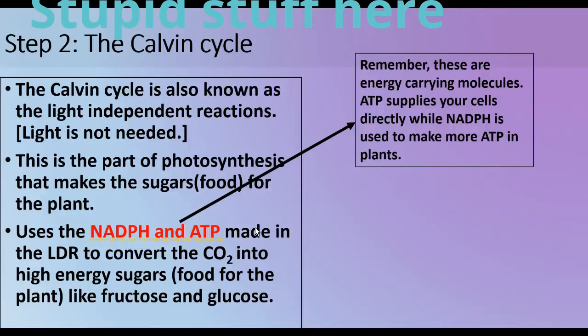This is the part of the reaction in which the sugar is going to be made. And that's the whole purpose of the plant doing photosynthesis, is to make sugar. It's not to make us oxygen. We're grateful that they do, but it's to make sugar for itself. So it's going to use the NADPH and the ATP that was made in the light-dependent reactions, and it's going to use those through some complex chemical steps to convert carbon dioxide into glucose or fructose, basically sugars.